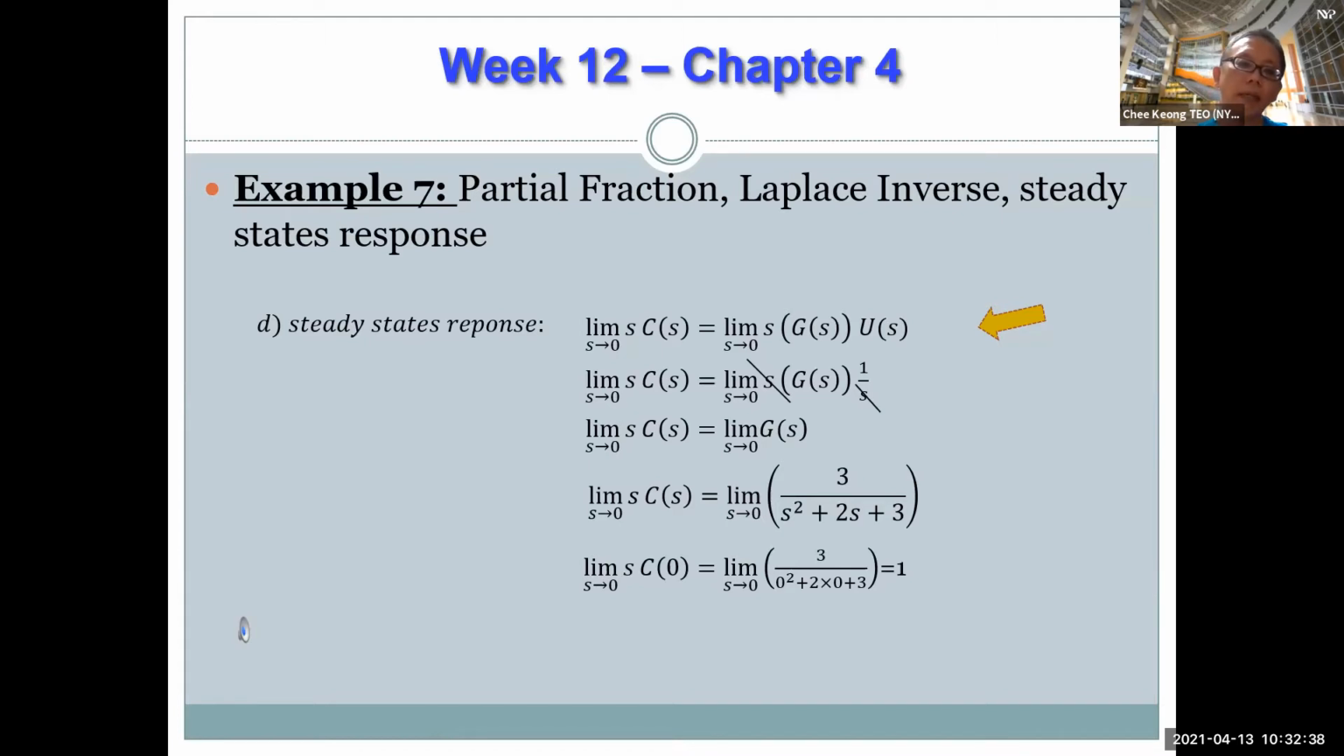Now, steady state response, again, we use the final value theorem. We multiply the G by the input and then put an S here. So the input will be step function, which is 1 over S. Then S cancels with 1 over S. You basically have the final value theorem for S tends to 0 for G. Now, G is given by 3 over S squared plus 2S plus 3. So when S tends to 0, meaning that you put this term and this term equal to 0, you have 3 over 3. So the final steady state response will be the expression tending to 1.